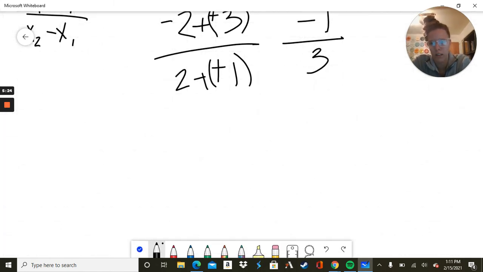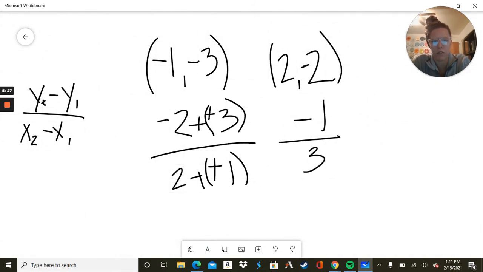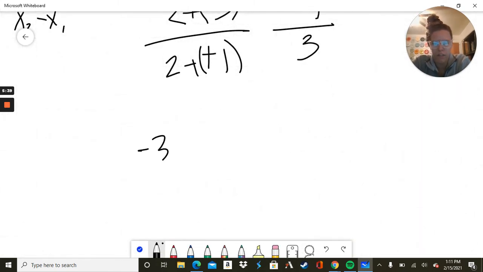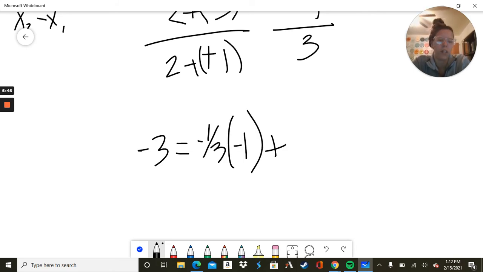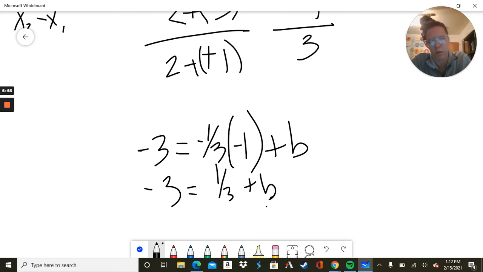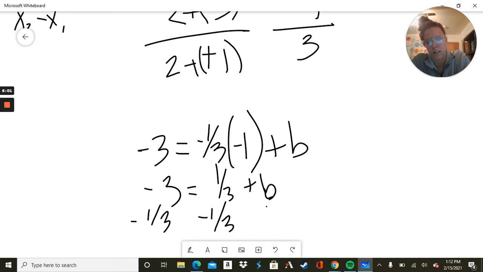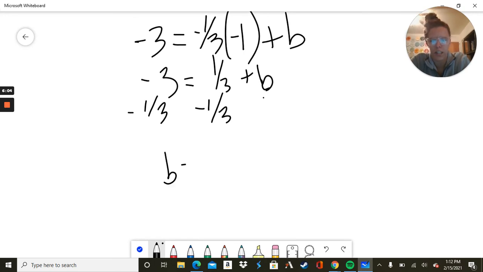Now to find our y-intercept, let's use this first equation. So negative 1, negative 3. Oops. Sorry about that. So we have negative 3 equals 1/3 times negative 1 plus b. So basically we're going to just make this negative. So we have negative 3 equals negative 1/3 plus b, because negative times a positive is negative. We add 1/3 to both sides, and b is going to equal negative 2 2/3.